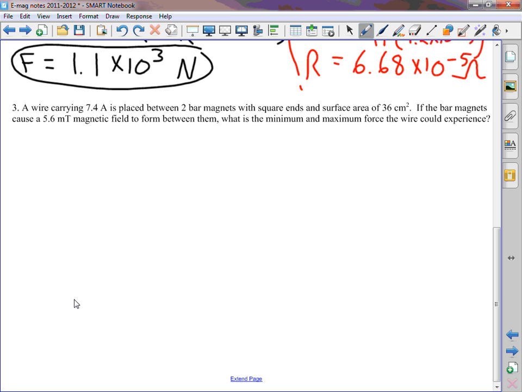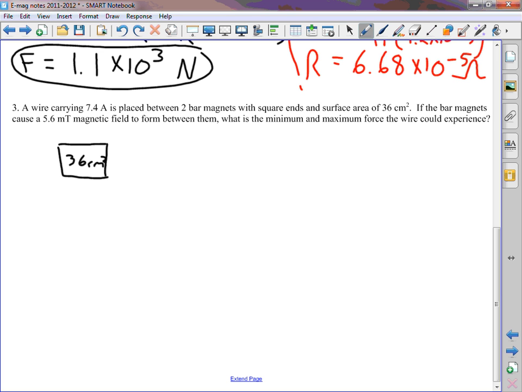Let's go ahead and get an idea of what's going on here. So I've got square ends for the bar magnet. Let's try to draw a little bit better square that. So square ends for the bar magnet. Still not great, but that'll be okay. Surface area of 36 centimeters squared.